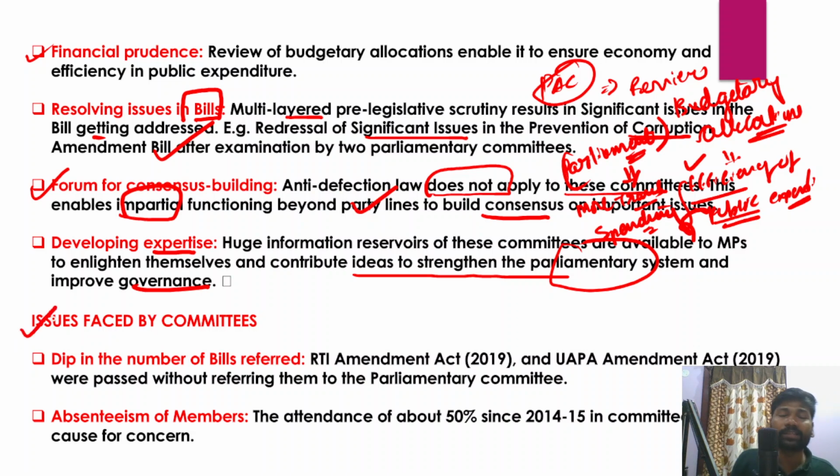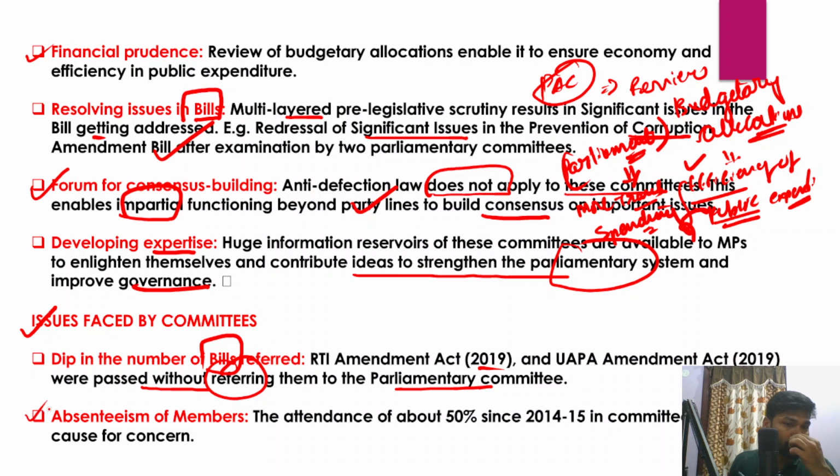However, the committees have been facing various issues as of now. What are the issues they have been facing? The number of bills referred to these parliamentary committees has reduced in recent times, a significant reduction. For example, the RTI Amendment Act 2019 and the Unlawful Activities Amendment Act 2019 were passed without referring them to the parliamentary committees.